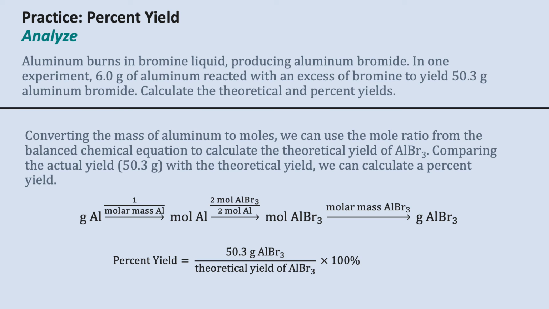So the grams of aluminum, if I have the molar mass, I can get to moles of aluminum. And then I can use my balanced reaction to figure out how many moles of aluminum bromide I would produce based on the amount of aluminum that I have. Once I figured out moles of aluminum bromide, if I use its molar mass, I can figure out how many grams of aluminum bromide I would produce in my happy perfect world. Right? This is going to calculate the theoretical yield of aluminum bromide. Then my percent yield will be what I actually got, so the 50.3 grams, divided by the theoretical and multiplied by 100.